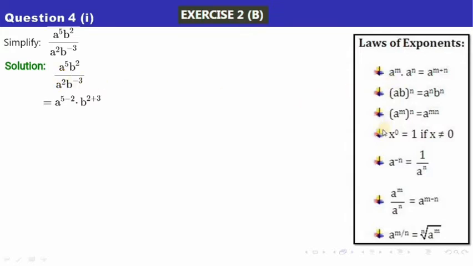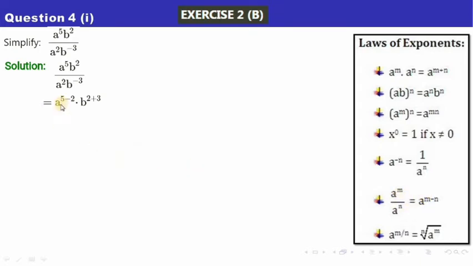If you apply this law, look at this law carefully, then you get a to the power 5 minus 2. That is a to the power m minus n. Now if you observe the same with this one, b square by b cube, this can be taken up and this minus 3 becomes plus 3, using the very same law again.